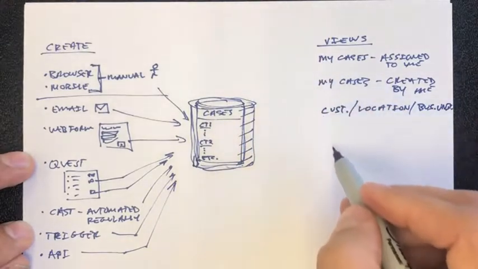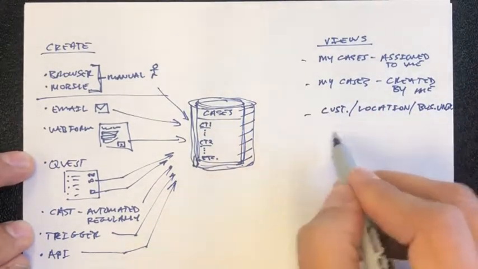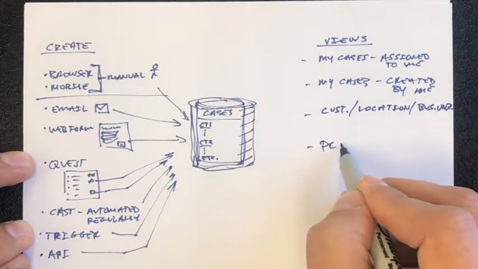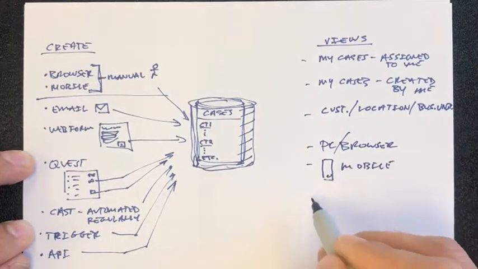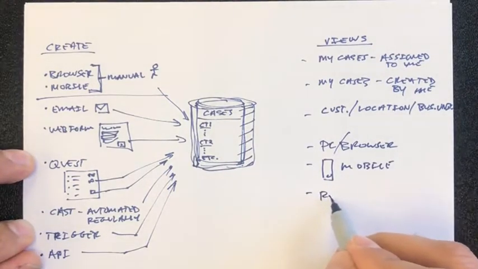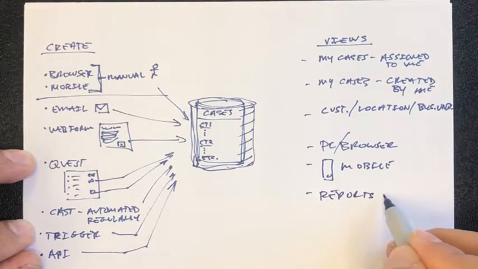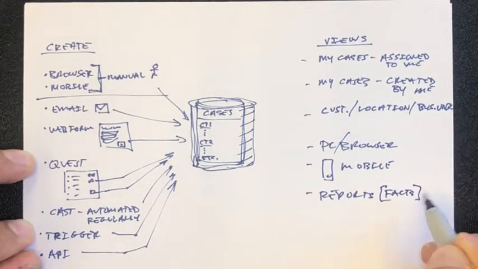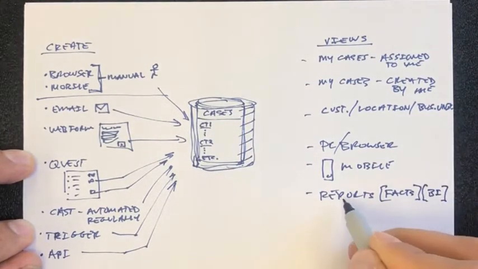We also want to be able to interact with the caseload in different ways. So, for example, we could view it on a PC or in a browser. Okay, we could also look at it on a mobile device. We want to be able to have reports. So when we do reports, we have either facts, which is the built-in system, or any other kind of BI or data visualization tool that we could use to look at it.